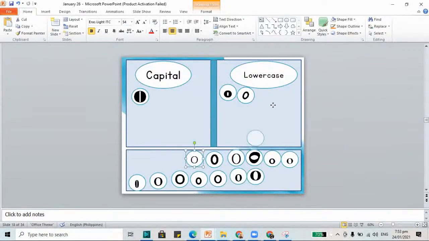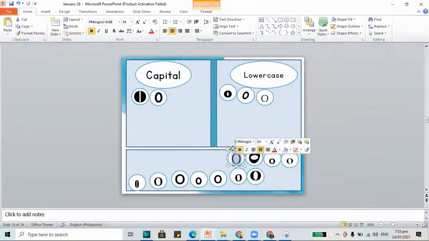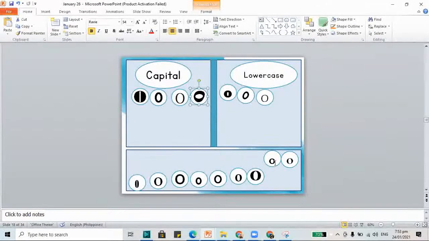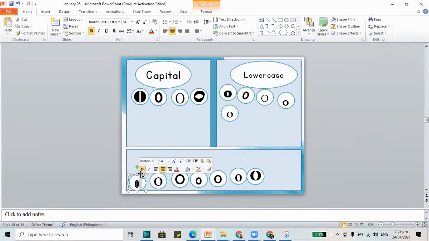And this one is lowercase o. This one is capital O. And this letter is capital O. This one is a capital letter O. And this one is lowercase o. Another lowercase letter o. And this one is also lowercase o. We have another lowercase o.